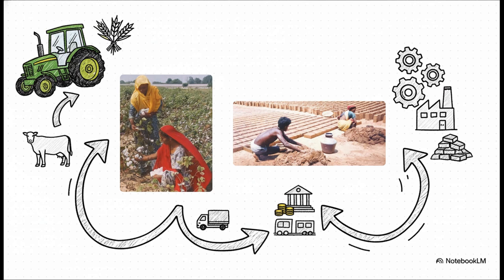Now, the most important thing to remember is that these three sectors are deeply interconnected. They depend on each other completely. A farmer in the primary sector needs tractors, which are made in the secondary sector. A factory worker in the secondary sector needs food from the primary sector, and both of them need services like banking and transport from the tertiary sector to do their work. It's a chain. They can't exist without each other.